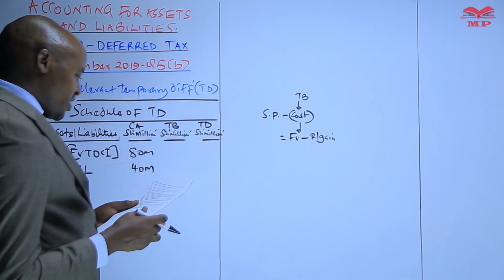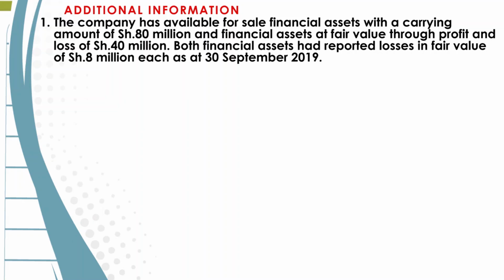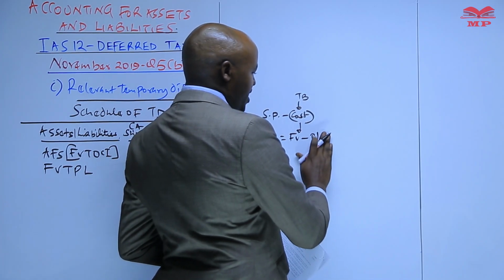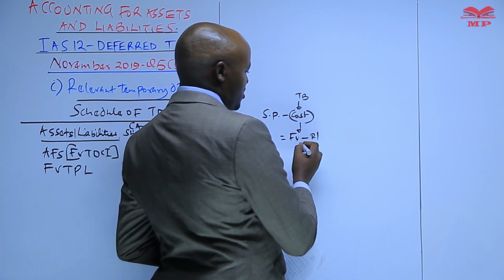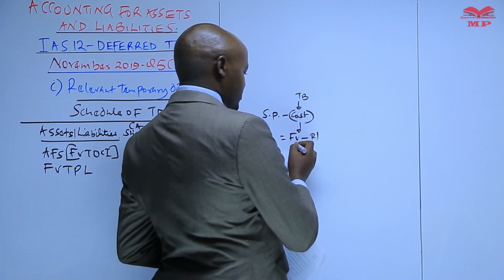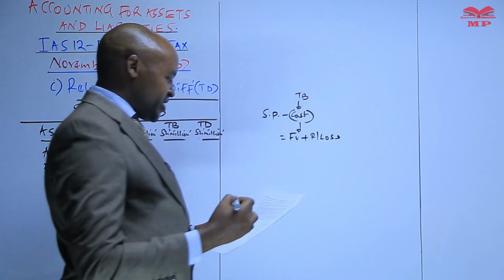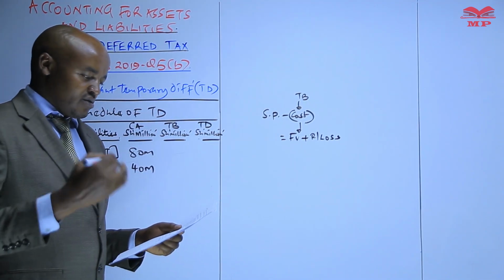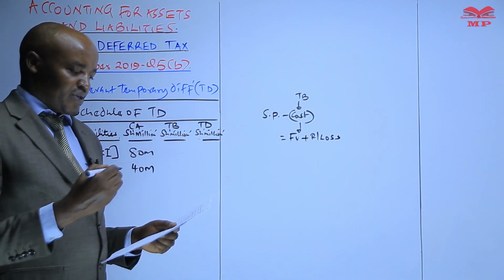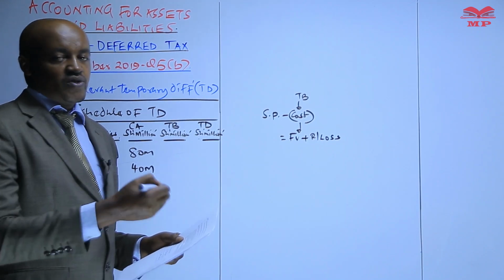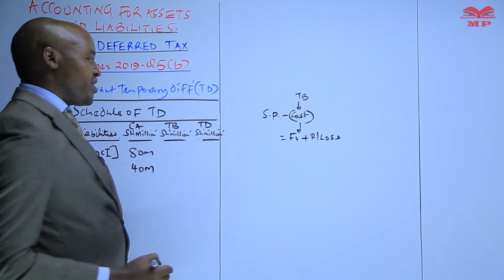So what you're told is that both financial assets reported losses in fair value of 8 million. So in our case here, we're not given a gain, but rather we are given what? A loss. So meaning that if you have a loss, you don't less it from this, but for the loss you do what? You add. Because if this particular financial asset has reported losses, then it means that if the company had incurred them, for example, at a cost of 100 million, then that cost has been reduced. So that now we arrive at the fair value.